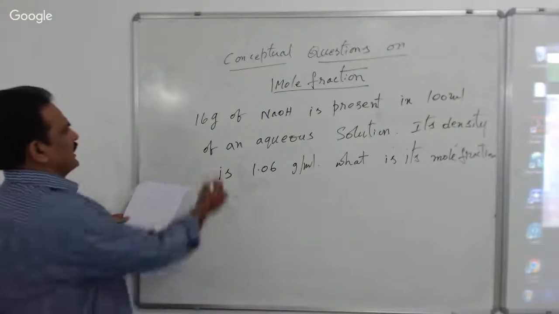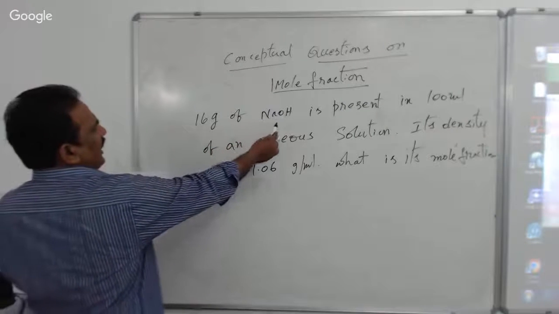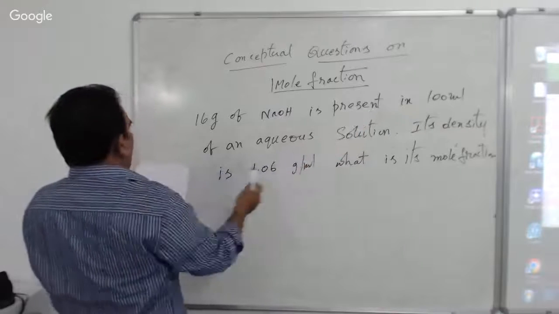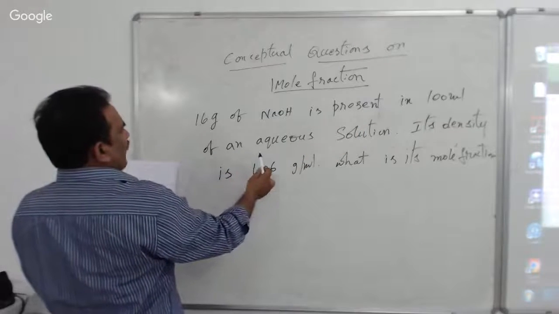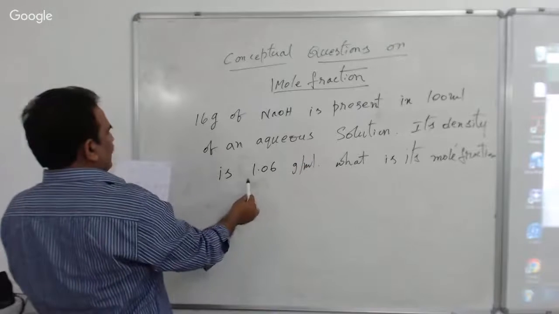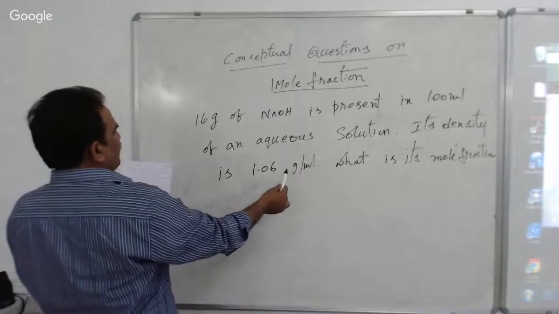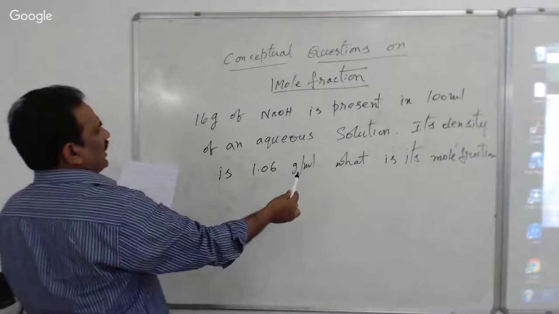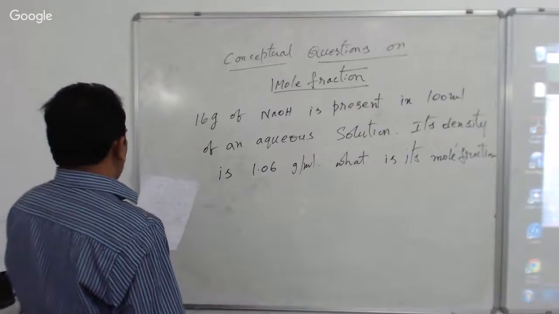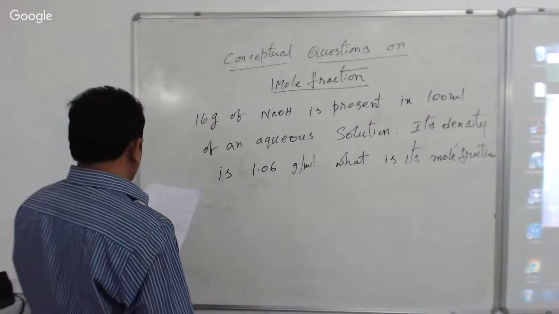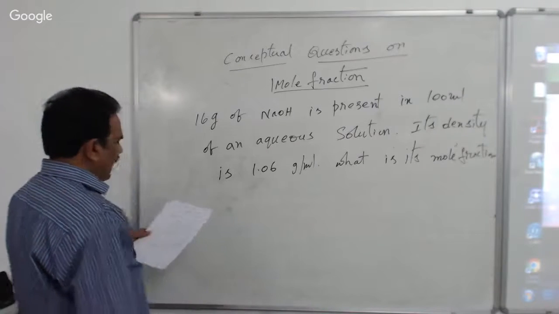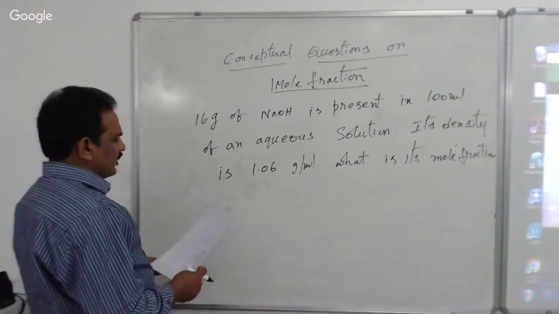16 grams of NaOH is present in 100 ml of an aqueous solution. Its density is 1.06 gram per ml. What is its mole fraction? I am asking about the mole fraction. Solve it and tell me the answer, and then I'll ask you how you got it.